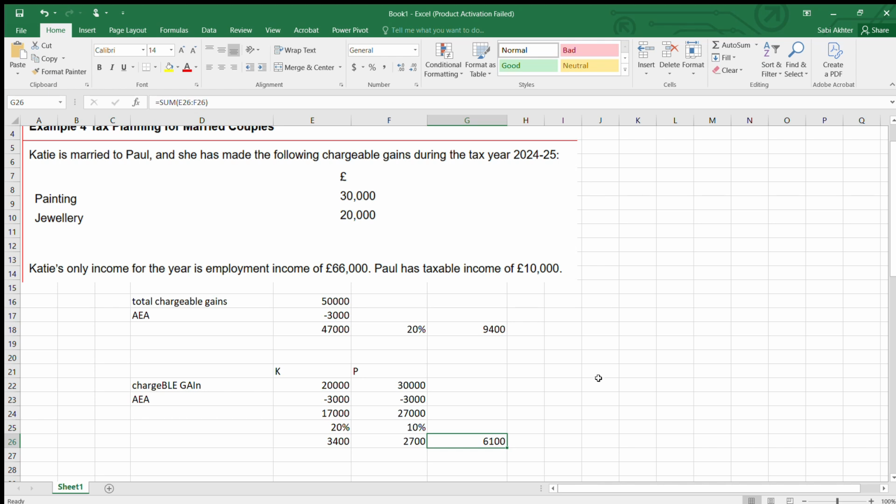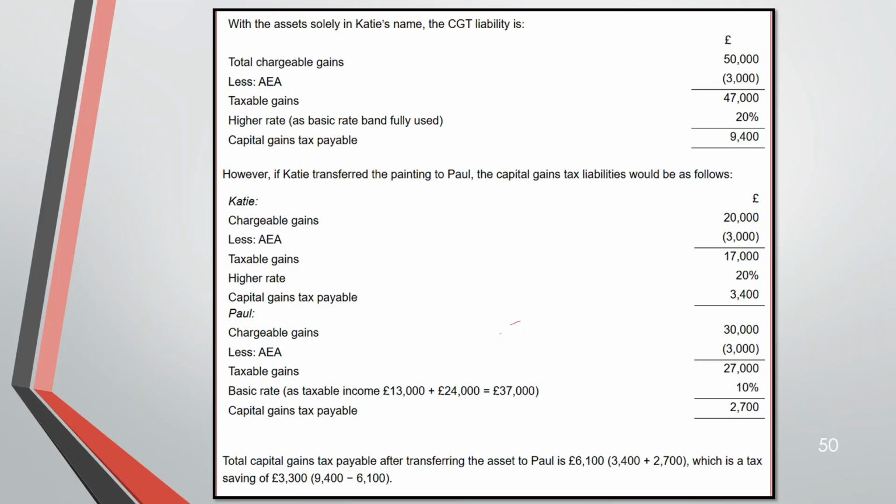Now what happened? You see, tax here is 9,400, here it's less. They are saving 3,300. So transferring the asset to Paul is advisable in this case. So this is the continuation of example 4, where when the assets are solely in Cathy's hand, who is a high rate taxpayer, it's 9,400, and when the painting is transferred to Paul, 3,400 and 2,700. Together they are paying tax 6,100. They are saving tax 3,300.